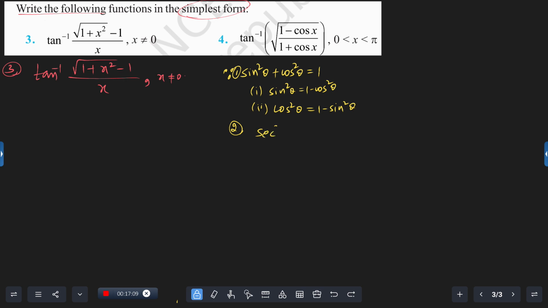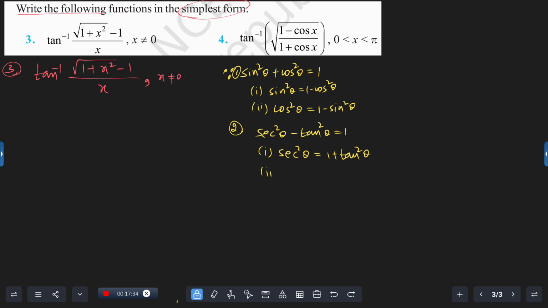Then we have secant square theta minus tan square theta equals 1, and the first one is secant square theta equals 1 plus tan square theta. See, it looks like this: 1 plus something square, that is tan square. So x can be tan. Like that you should guess what it is.